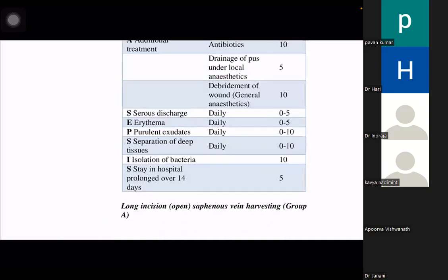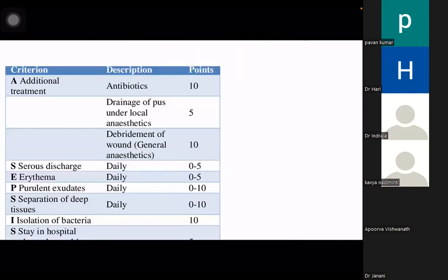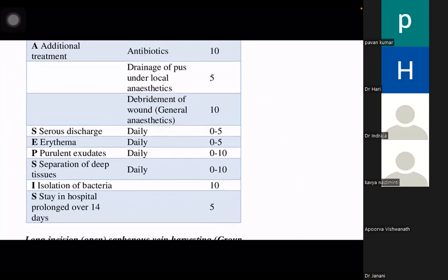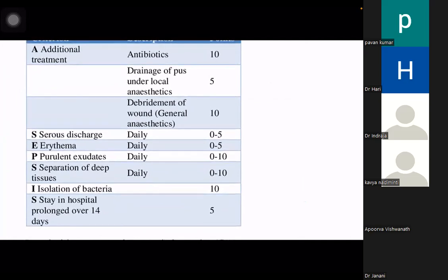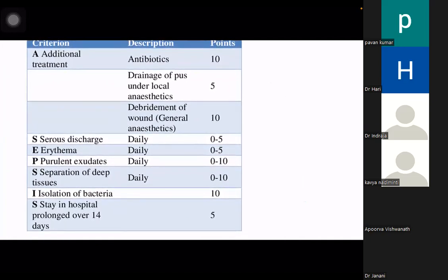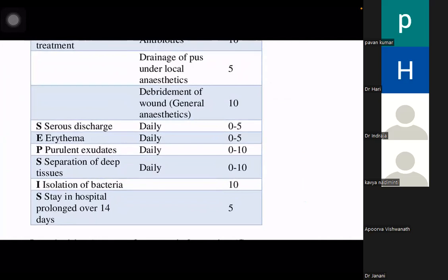Okay. Asepsis scoring, in which the components are additional treatment, serous discharge, erythema, purulent exudates, separation of deep tissues, isolation of bacteria, and stay in hospital prolonged over 14 days. In additional treatment, if you add antibiotics, we give around 10 points. If pus is drained under local anesthesia, we give 5 points. If debridement of the wound is done, we give 10 points. For serous discharge, we give 0 to 5 points. For erythema, we give 0 to 5 points.